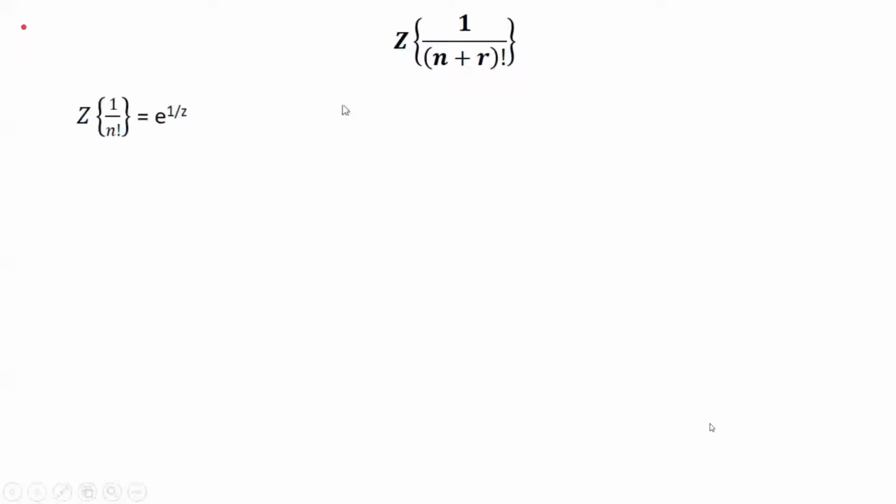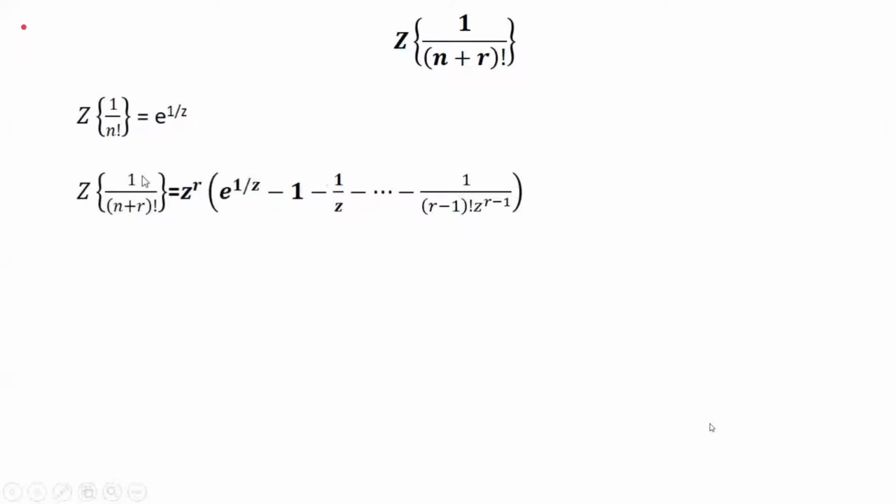z transform of 1 by n plus r factorial. So I have z transform of 1 by n factorial. How much is it? e to the power 1 by z. So z transform of 1 by n plus r factorial is, by our shifting rule, z power r, z transform of 1 by n factorial, which is e to the power 1 by z, minus first r terms I have to subtract. So minus 1 by z, minus and so on.